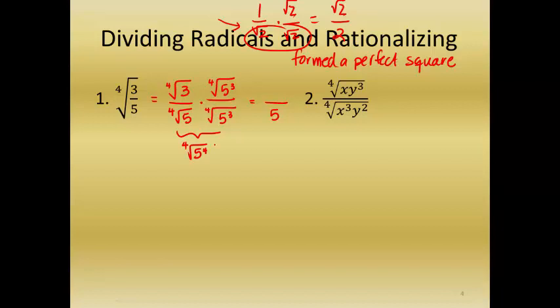In the numerator, I have 3 times 5 times 5 times 5 under my 4th root. None of those are perfect 4's, but I can combine them, and I should get 375. So I would have the 4th root of 375 that cannot actually be broken down anymore.